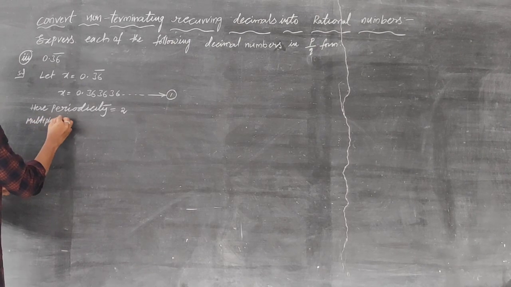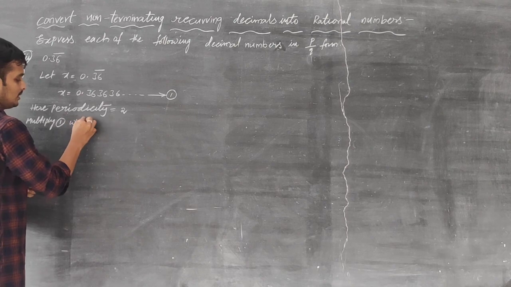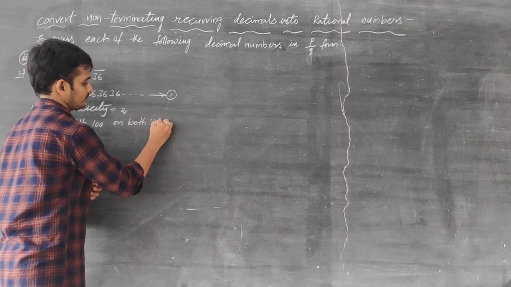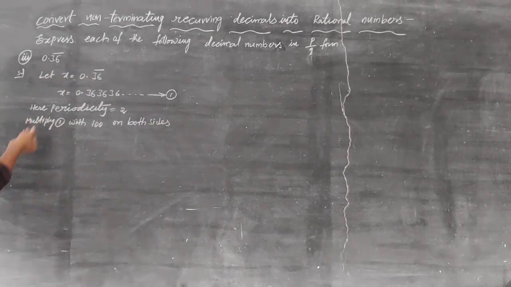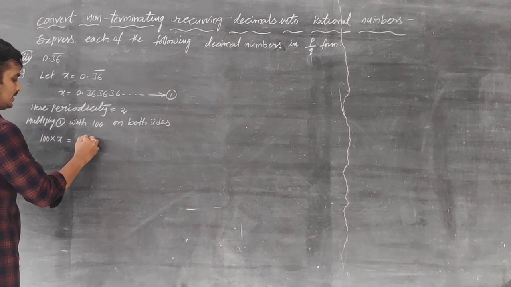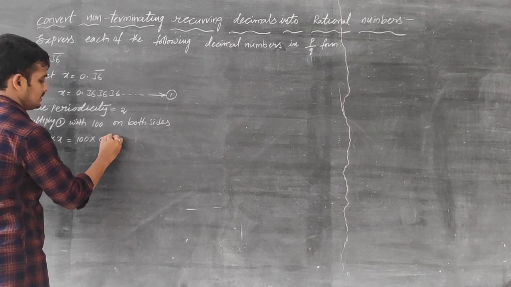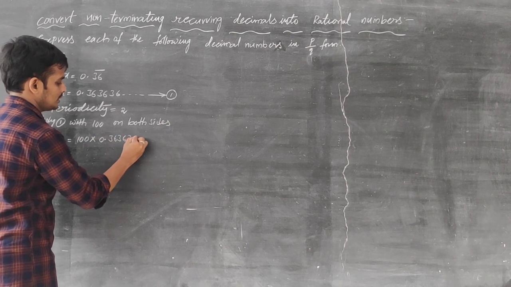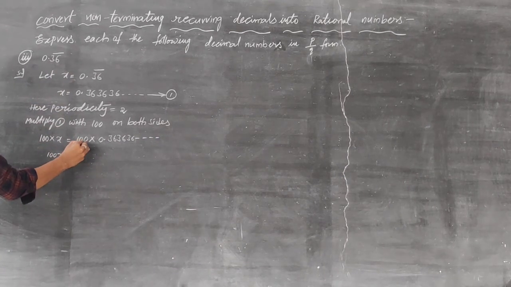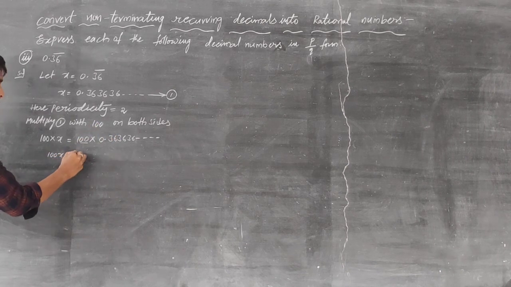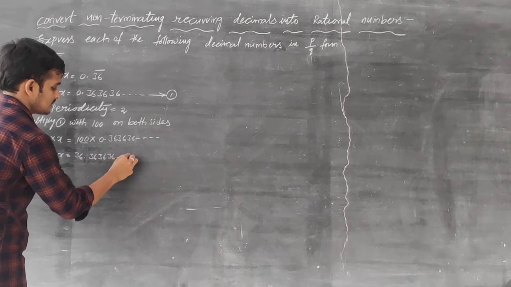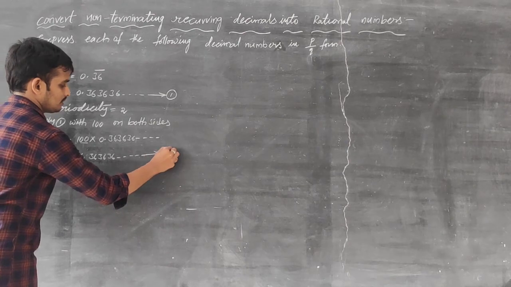Now multiply equation 1 with how much? 100 on both sides. So 100 into x is equal to 100 into 0.363636 and so on. So 100x is equal to, 100 has 2 zeros, so the decimal point moves 2 places: 36.363636 and so on. This is called equation number 2.